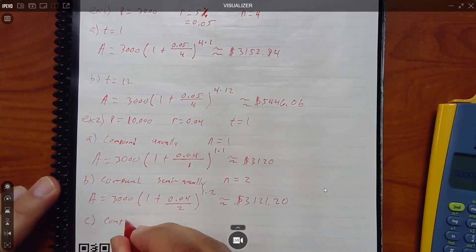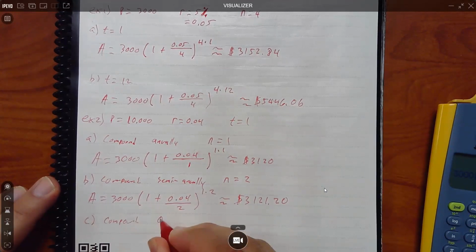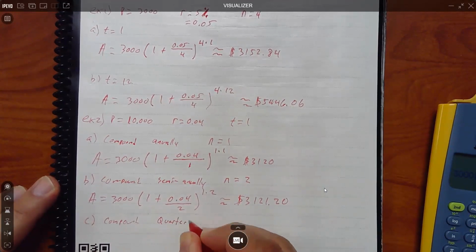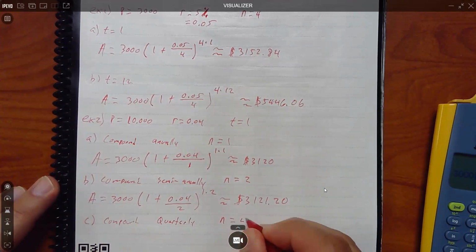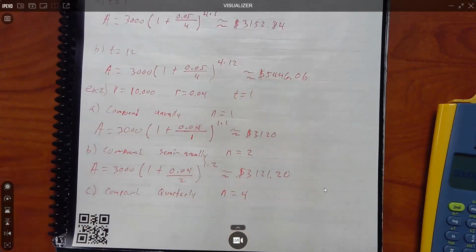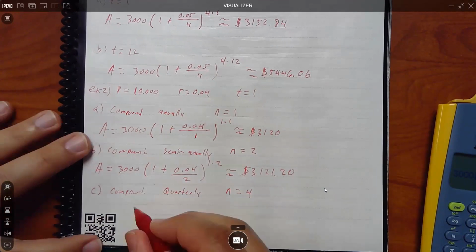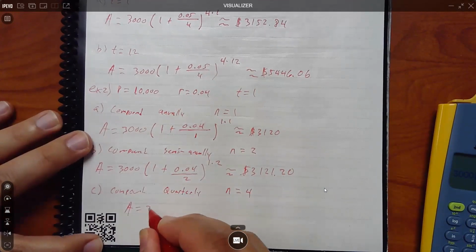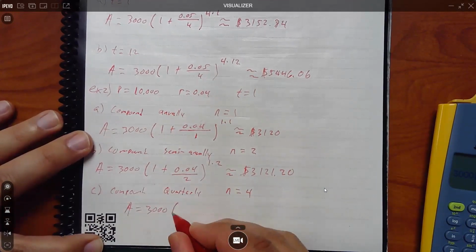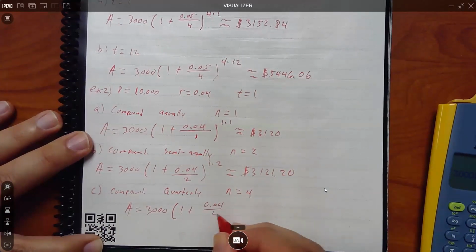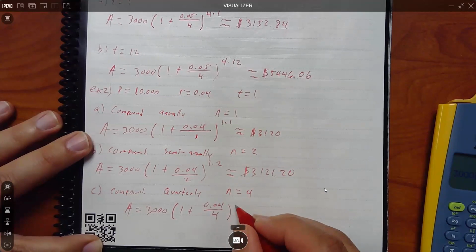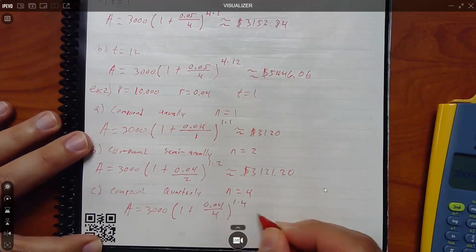Compound quarterly. And it will be 4, right? So A will be 3,000 times 1 plus 0.04 over 4 to the 1 times 4.